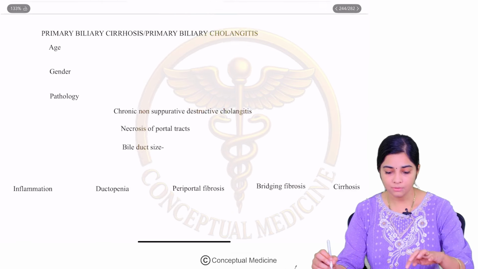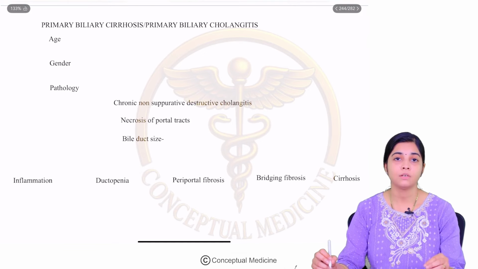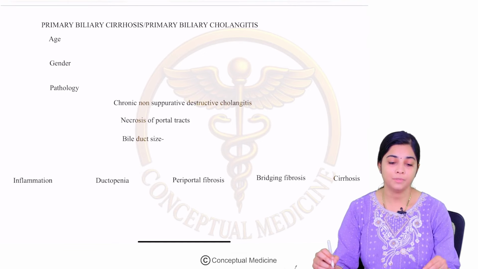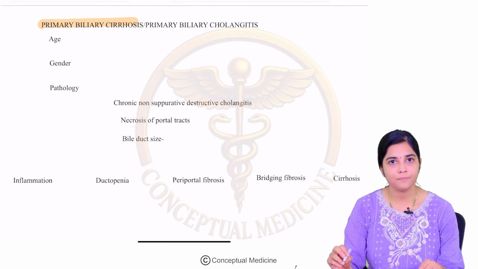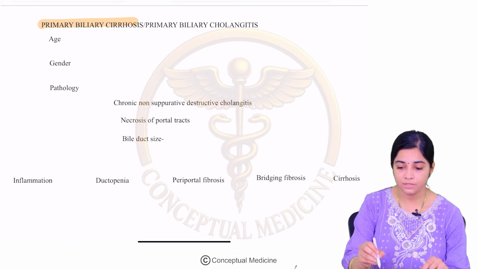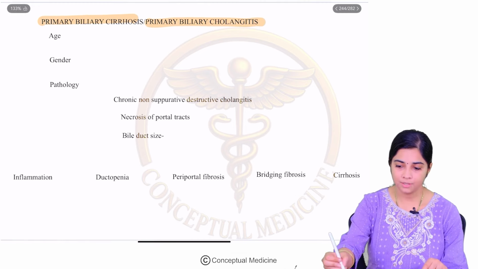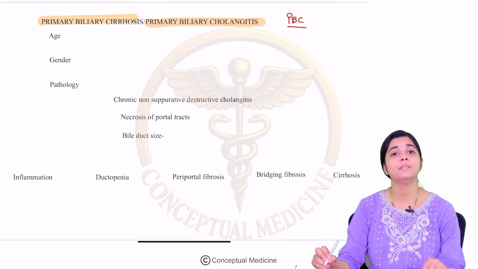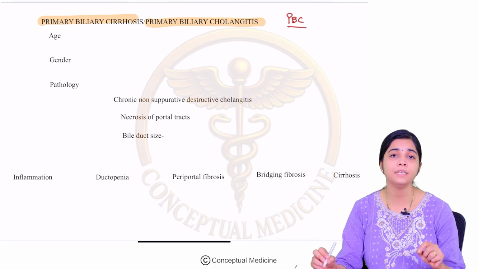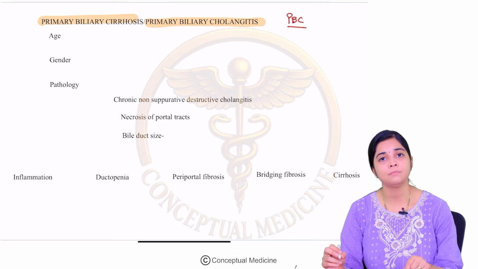Alright, fine. Now, let us look at the first prototype disorder under your autoimmune disorders of the biliary tract, which is your primary biliary cirrhosis. The primary biliary cirrhosis is also called primary biliary cholangitis. Remember the short form PBC. Primary biliary cirrhosis or primary biliary cholangitis. Okay. So, let us understand some features.